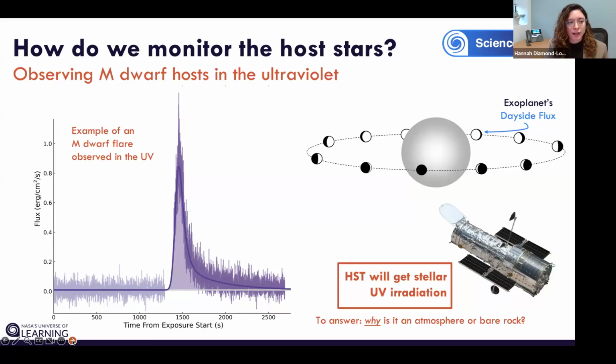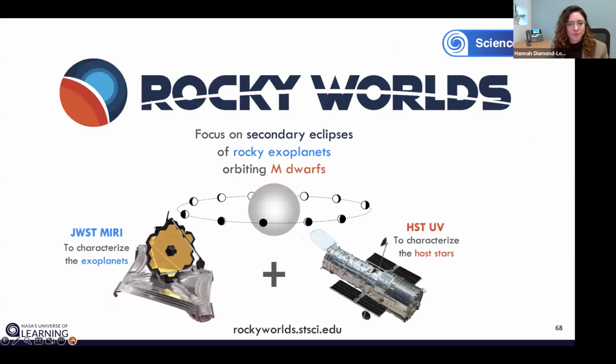So if these stars are flaring in the ultraviolet, that's extra energy they're emitting, and we'll be able to detect it. This will help us to determine why the planet we're observing may or may not have an atmosphere.